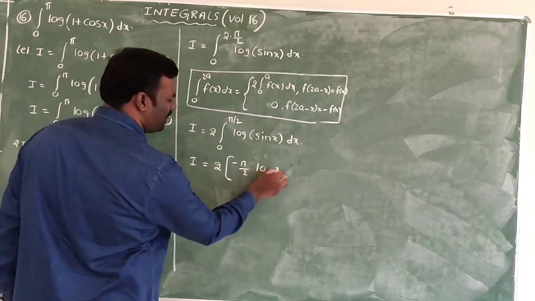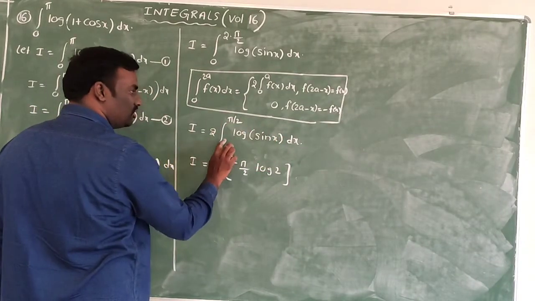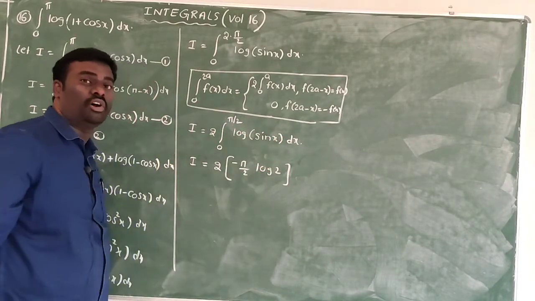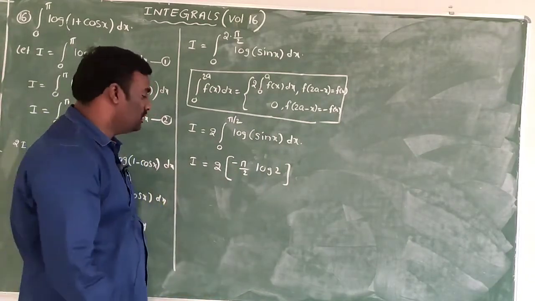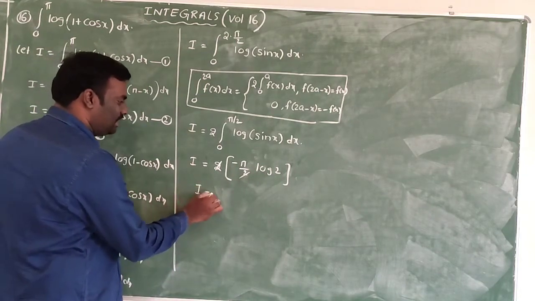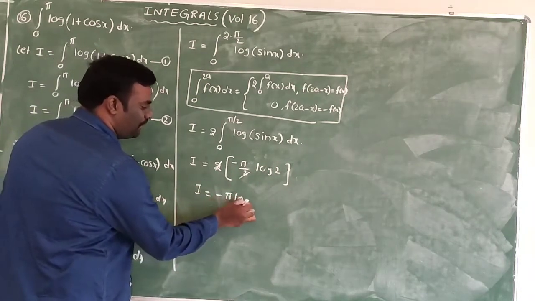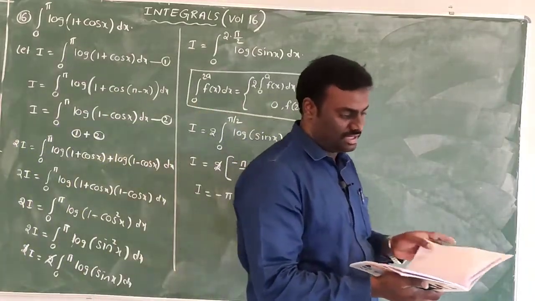Students, once again I am not doing this proof. This question is already there, the integral from 0 to pi by 2 of log sin x, in volume 14. The same proof you will get: minus pi by 2 log 2. Now 2 gets cancelled, then I equals minus pi log 2. That is the answer for this question number 16.